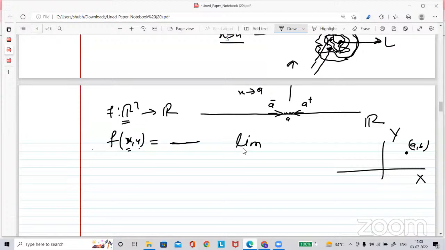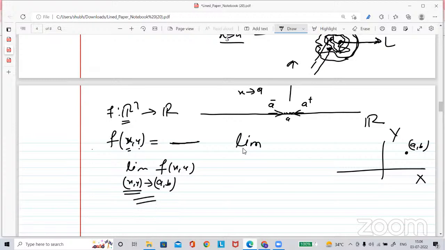The domain has two coordinates, x and y. So take a point from the domain, let's say this one. We are approaching this point, and we want to find the limit as (x, y) approaches (a, b). Both variables approach (a, b). What is going to be the limit of this function? This is the notation of it.